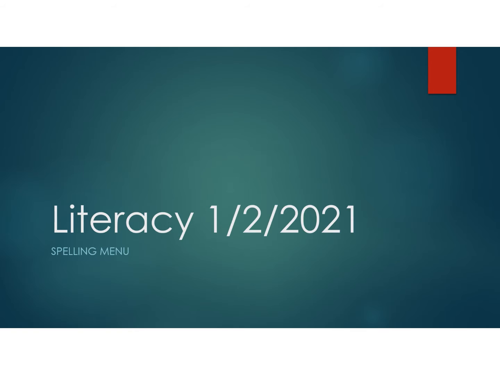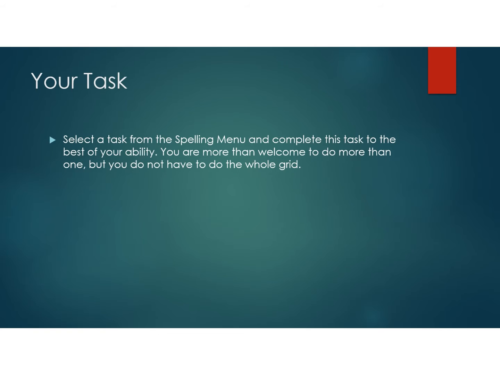Hello Primary 6s, for today's literacy we're going to be looking at a spelling menu. So your task for today is to select one of the options from the spelling menu and complete this to the best of your ability. You're more than welcome to do more than one, but you do not have to do the whole grid. So please do not feel you have to do everything on there. You only have to do one, but if you wish to do more, you're more than welcome to.